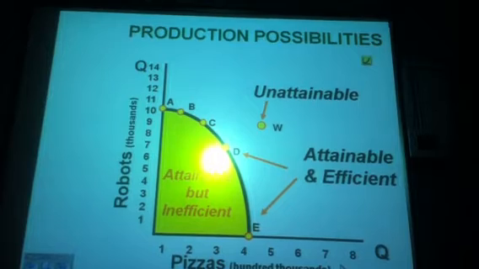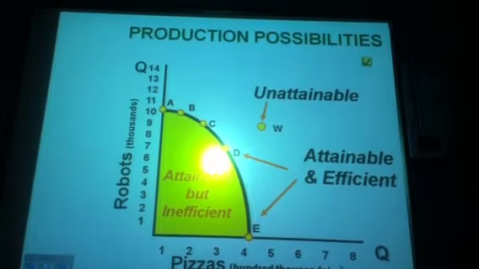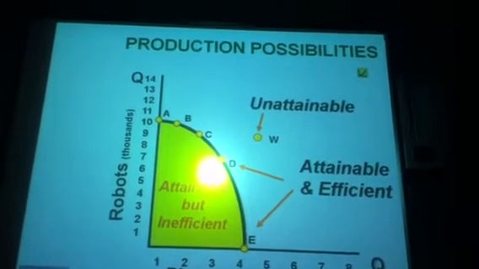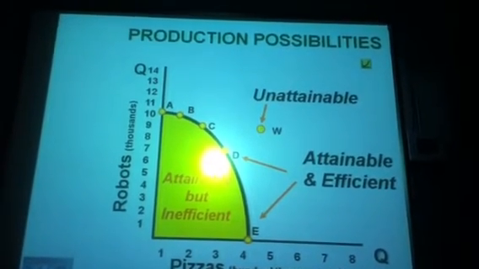Now remember, we can't have more consumer goods without giving up capital goods and vice versa. We can't have more robots without giving up pizzas. We can't have more pizzas without giving up robots. So every time we make a choice, there's a cost involved.